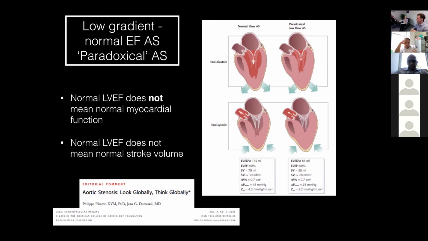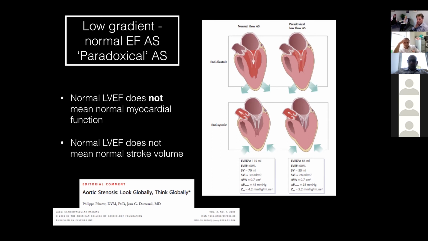Let me think about, how about the paradoxical severe? Because I think what you described is not a paradoxical AS. I think that's describing just the need for doing a dobutamine stress test in someone with a low flow. It's different from this one. Paradoxical is normal ejection fraction, low stroke volume. Yeah, nice, so stroke volume less than 35. Fantastic. So you can have a normal ejection fraction but a low stroke volume, and that can give you a low gradient, but you can still have severe aortic stenosis.